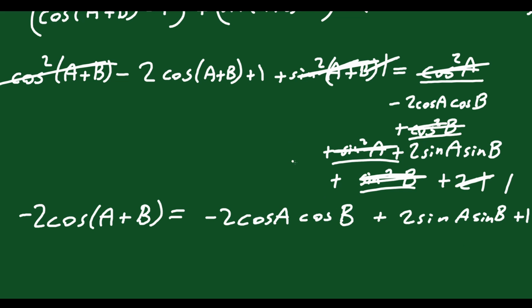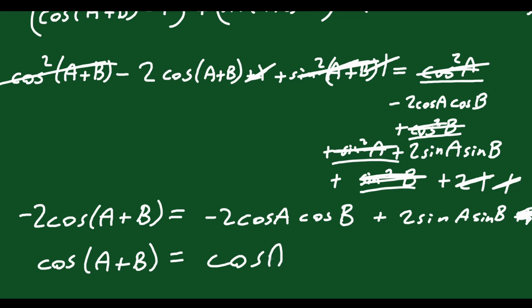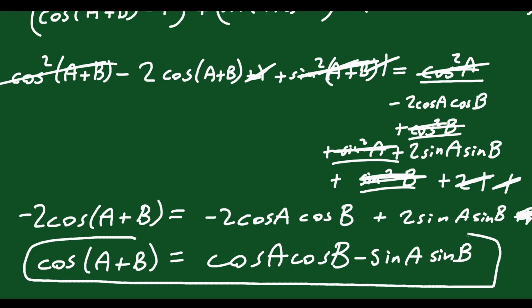And wait a minute, almost forgot, there's also a plus 1 in here. Bring that to the other side, right? It's going to cancel with the 1 here, so that 1's actually gone on the end. Forgot about that one. So now all you have is this. Divide both sides by negative 2, and you'll get cos(A plus B) equals cos A cos B minus sine A sine B. So it actually works out pretty nicely, right?